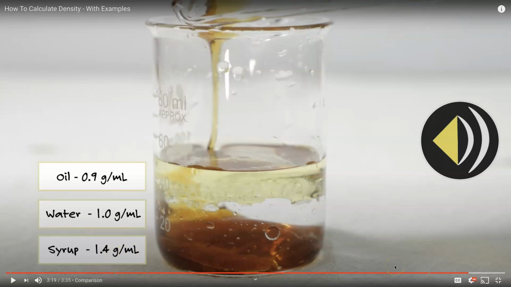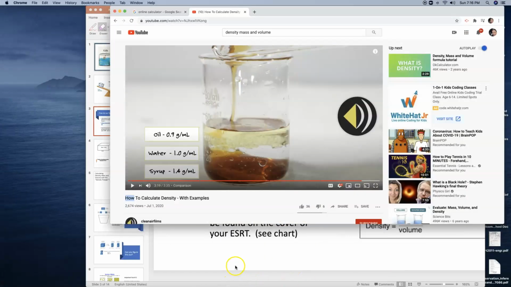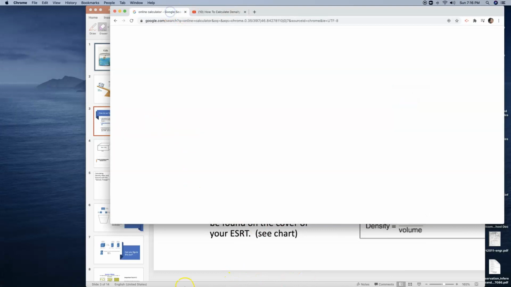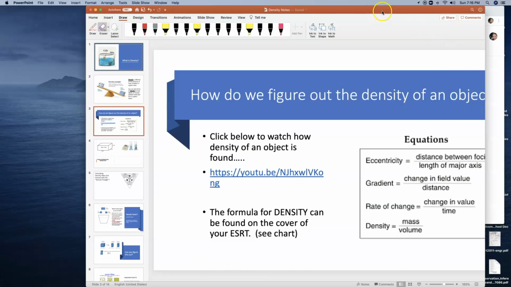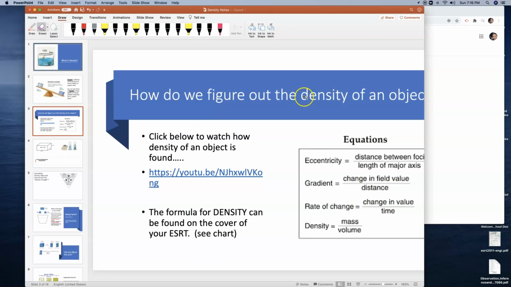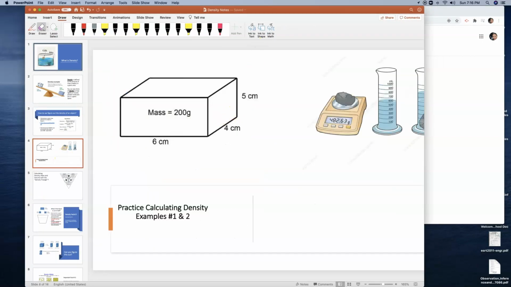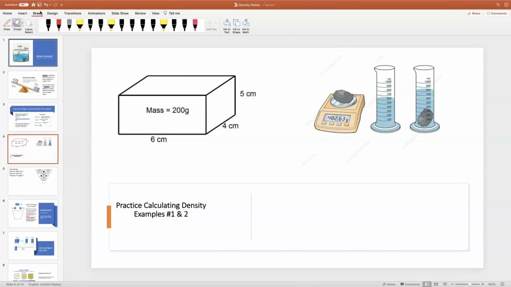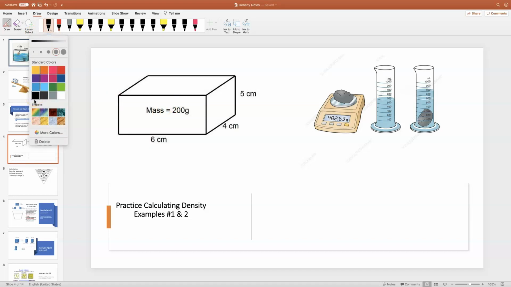All right, so that video I thought was pretty neat. I thought it was helpful in understanding how to calculate density and how to get the mass and volume of an object. The one thing that they did not do, though, that I wanted to make sure everybody was comfortable with, is calculating the density of an actual concrete or solid object. They did liquids, but they didn't do solids. So I brought up two examples for practicing, making sure that you understand how to find the density of solid objects versus liquid.